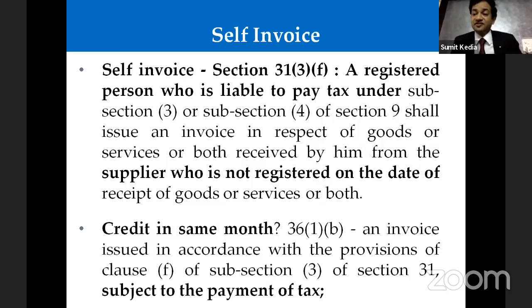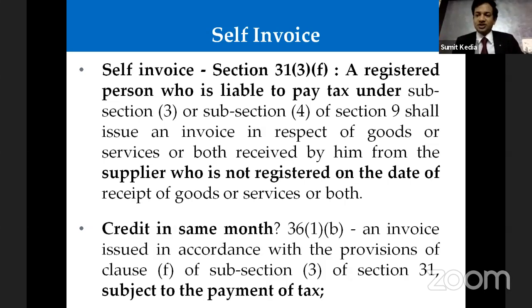Example, I receive service from an advocate. The advocate is unregistered. Then I should raise a self invoice. If the advocate is registered and I am a business entity, I will pay RCM, but I do not raise a self invoice, because the advocate is registered. He will give me the invoice. So self invoice is required only if the supplier is unregistered. If you see in my first paragraph, I've highlighted this line, where the supplier is not registered. So only if my supplier is not registered, I'm required to raise a self invoice.